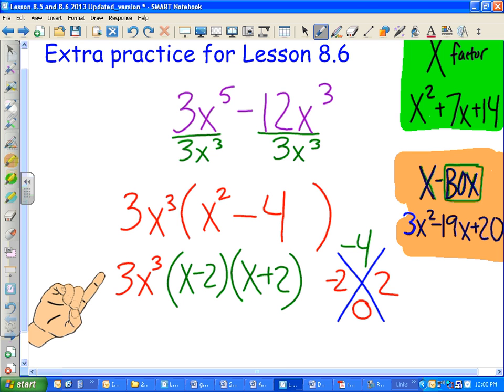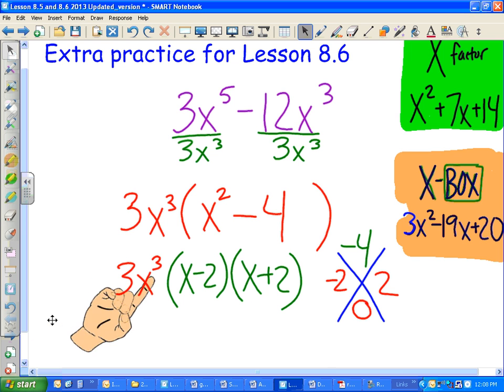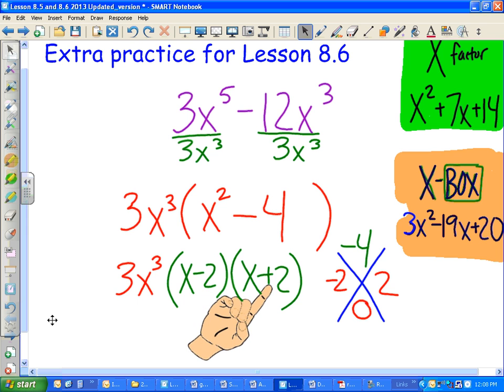And you are done. Because there is nothing else you can do with this one, and there's nothing else you can do with this one, because they're all factored out. There's nothing left to do. This one you could still do something because it had an x squared here, and it had a minus and a 4. These are difference of two squares.